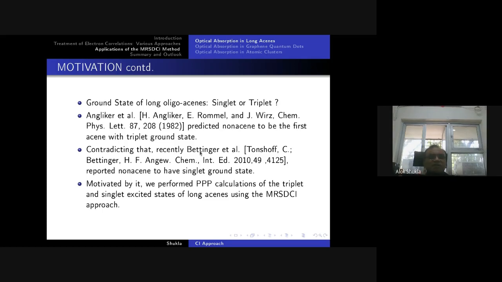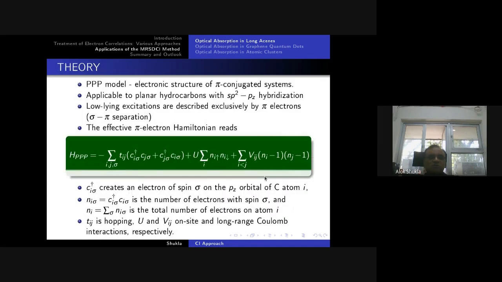So when Bettinger asked me to do this, me and Himanshu decided to probe this matter using the PPP model. Now that I'm going to get into PPP calculations, let me give a brief, fast-paced introduction to the PPP model. All of us will know that there's a model called the tight binding model.